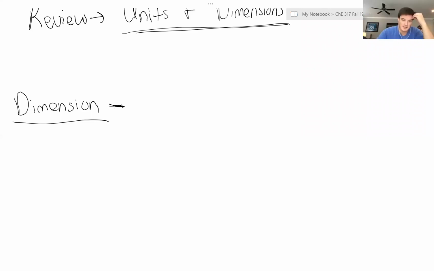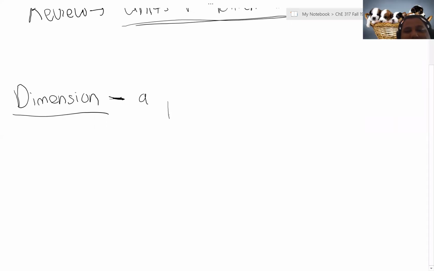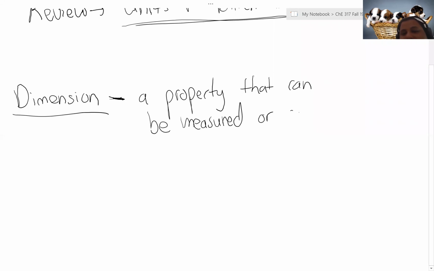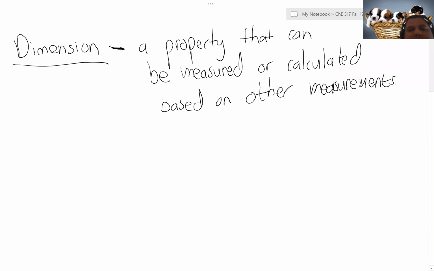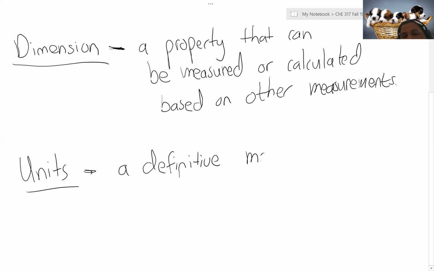Properties that can be measured based on pre-existing properties. It's true. Property can be measured. Thank you, James. Or calculated. Other measurements. Right? So we measure things and we use that data to come up with values, and we categorize that data in values using units, which I would consider a definitive magnitude of a quantity.